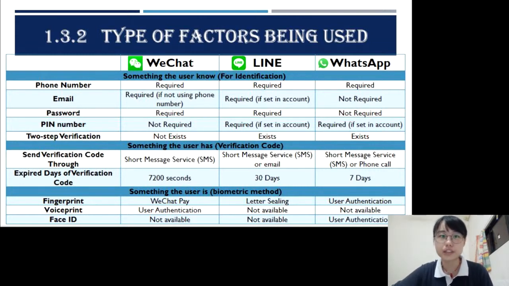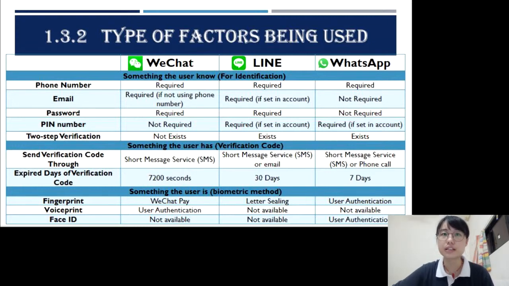So we first see Line. Line will require a phone number and a password, or you can use email to log in to the account, or a PIN number if you set one before. For WhatsApp, it only requires the phone number to log in, but if you set a PIN number before, you will have to input the PIN number for the next login. Next, we will discuss something the user has.